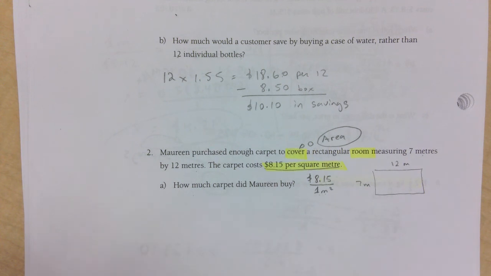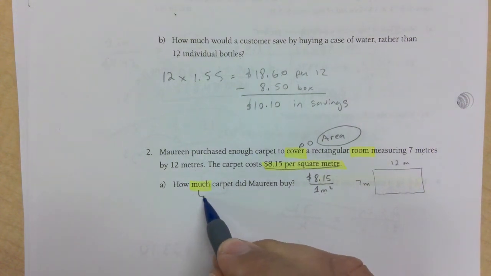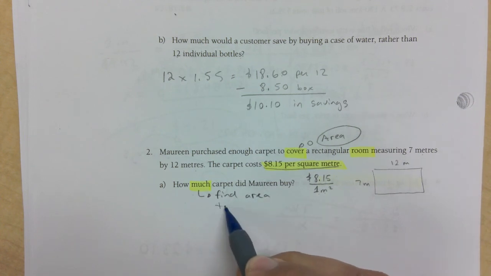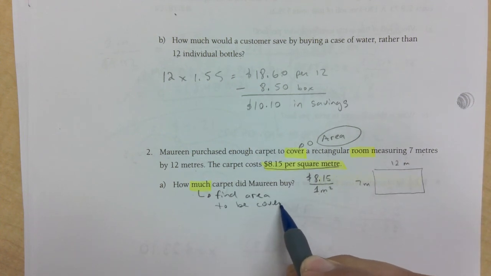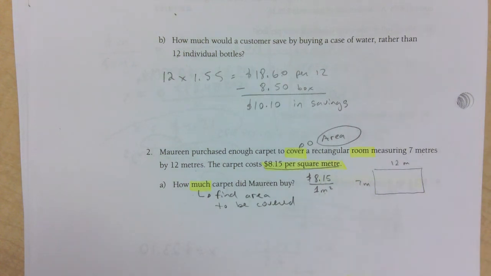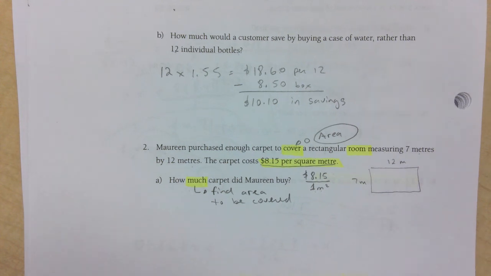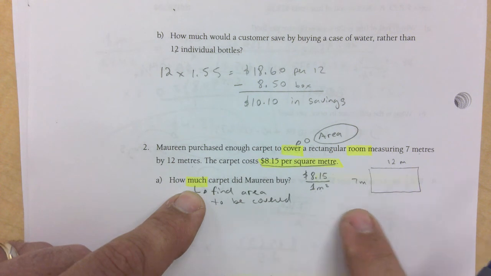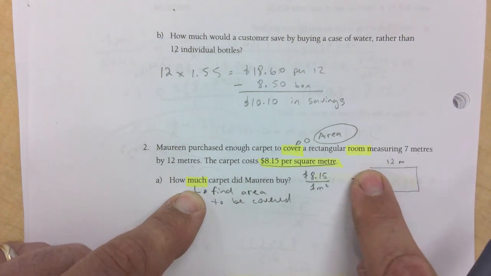So when it says how much carpet, right? How much did you buy? You're trying to find the area, okay? Find area. Area to be covered. You can't just say I want 10 meters, right? It doesn't work with carpet. If you wanted just a string, or cable or something, then yeah, it's just one dimension, right? It's just the length of something. But this, you're talking about covering a flat space.